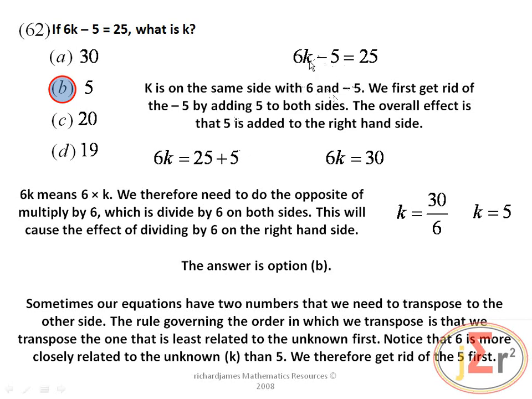So we have two things here that are related to the unknown. The unknown is k, the negative 5 is related to the k, and the 6 is related to the k. But we need to get rid of the one that is the least related to the k first. Notice that 6 is more closely related to the unknown than 5. We therefore eliminate the 5 first. And that is why in this particular case we have added 5 to both sides first.